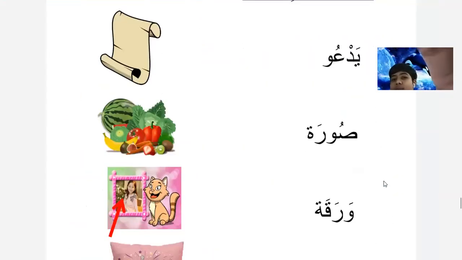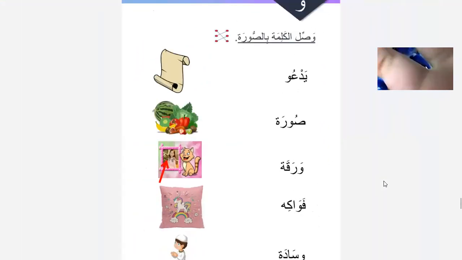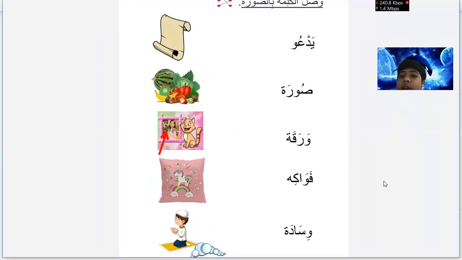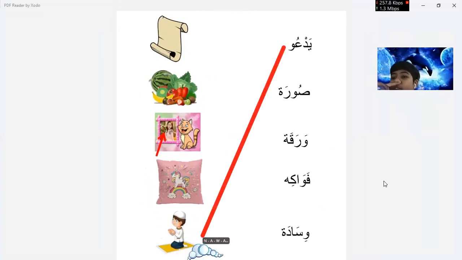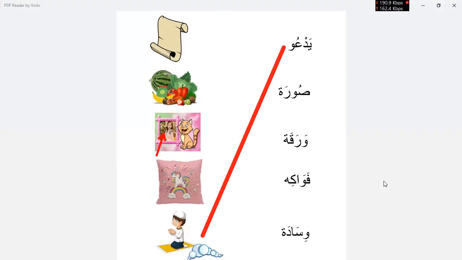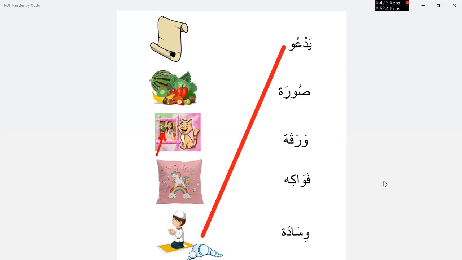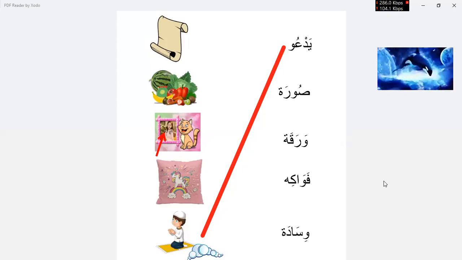Then wassil al-kalima bisura. Join the words with the pictures, okay? I basically know that one. Correct. Next. Let me do these first. The paper is probably the start of a waw, which is Waraka. Yes, this is Waraka. Next.